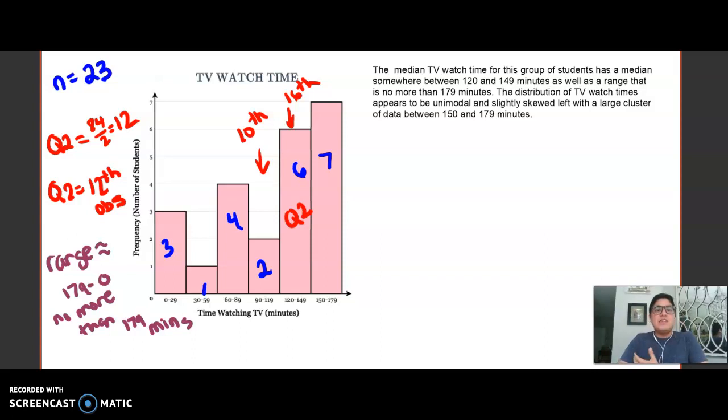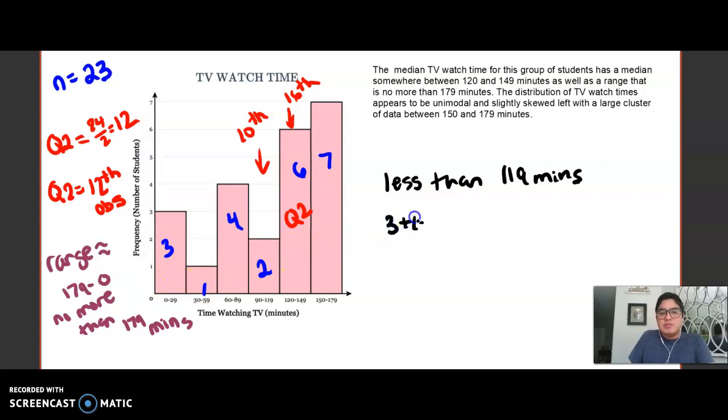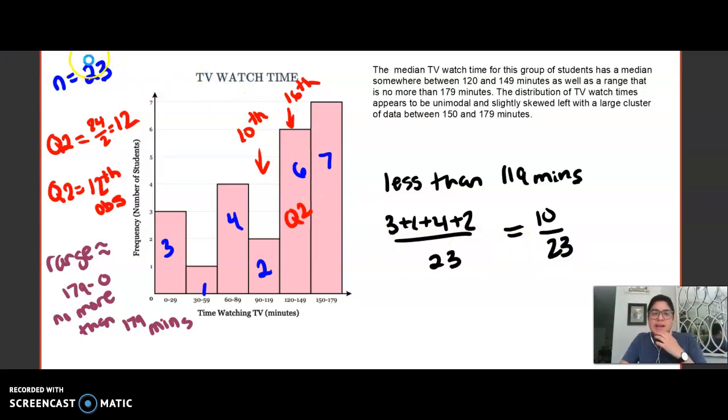So this is just the idea of histograms. And then you can also find the proportion of data. So for example, a follow-up question I could ask you is to find the proportion of data that is less than 119 minutes, right? Or less than 120 minutes. And so then I would count all those observations. So that would be 3 plus 1 plus 4 plus 2 out of 23 total. And so that would give me 10 out of 23. Right, see, there's follow-up questions as well to things that could be asked with the histogram.